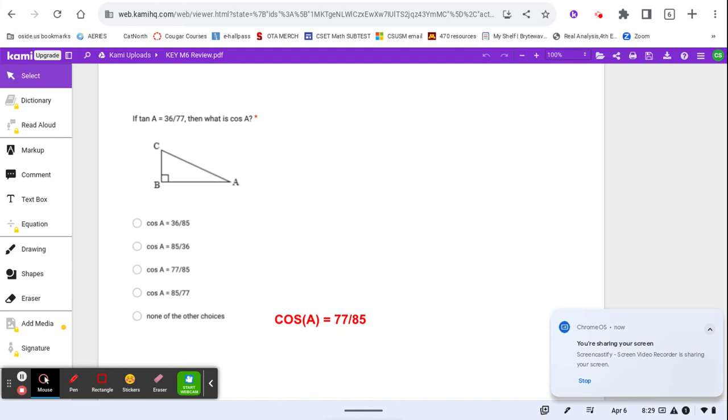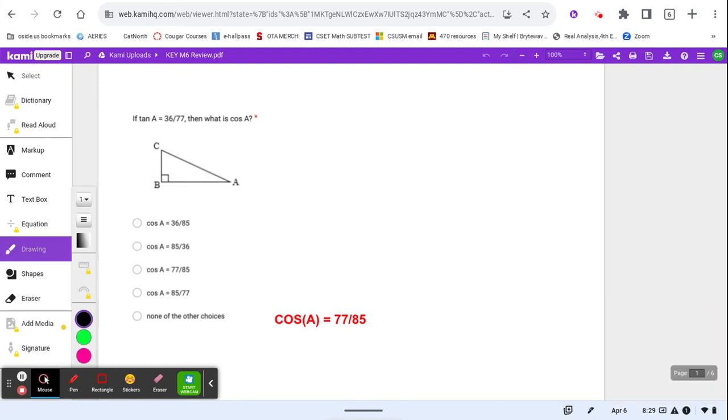All right, for this one right here, the hint they gave us is that the tangent of A is equal to 36 over 77. So if A is our reference angle, the opposite is 36 and the adjacent is 77. And that's because the tangent is our TOA, our opposite over adjacent, based on our reference angle.